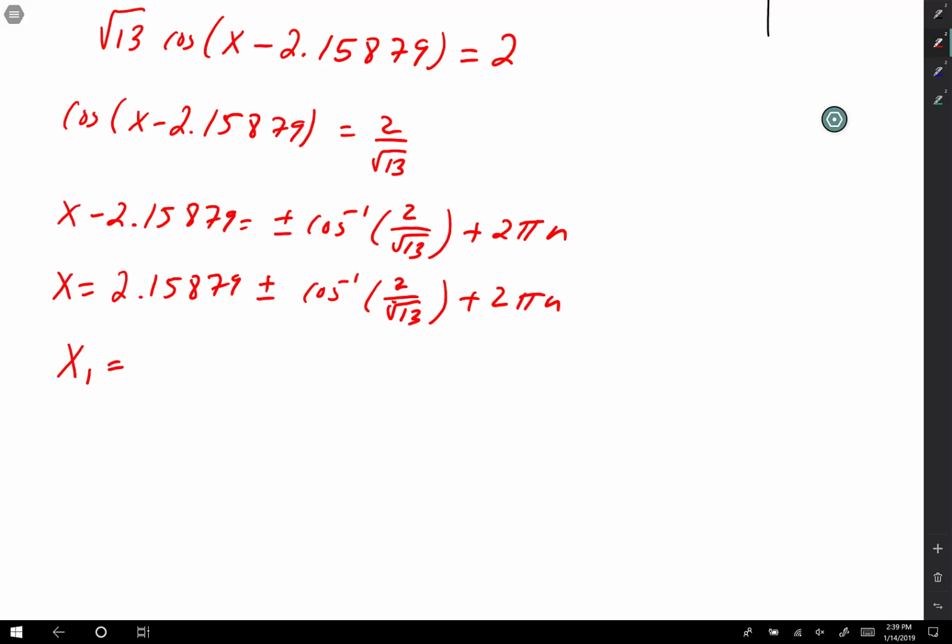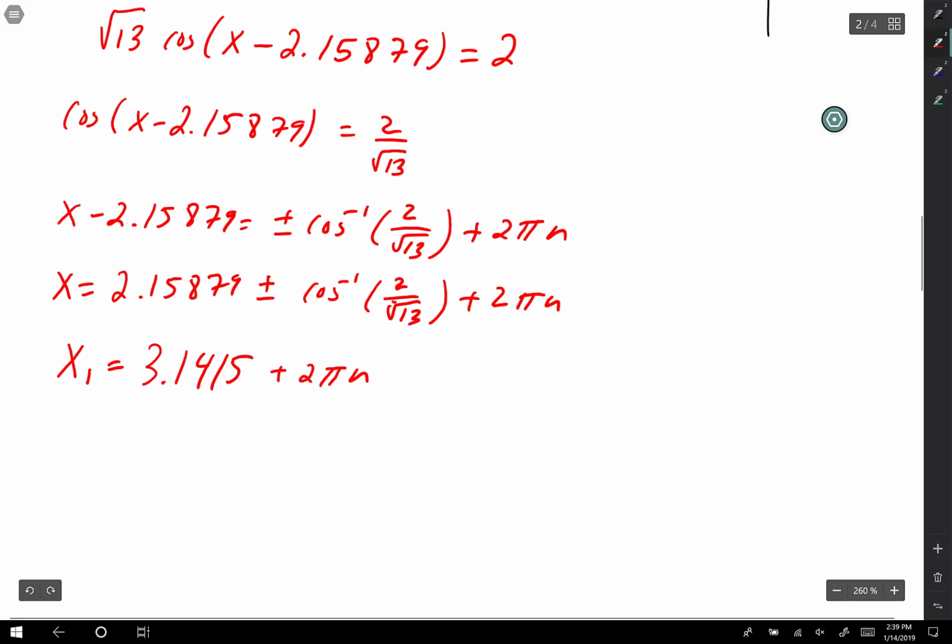All right, guys. I'm going to add arc cosine of 2 divided by square root of 13. So here's my first one. It looks like it's pi, 3.141592653. Yeah, it's pi, plus 2 pi n.